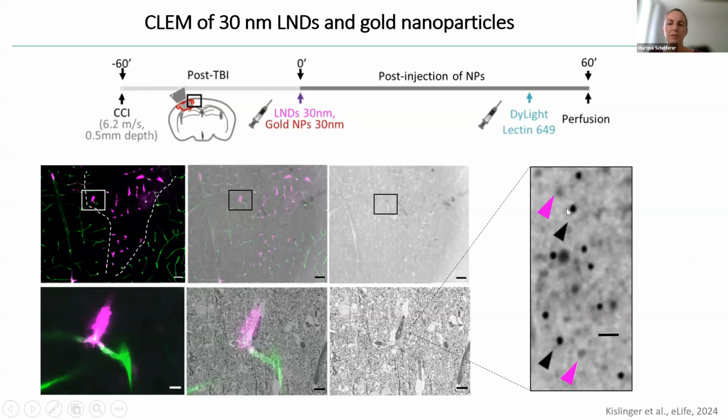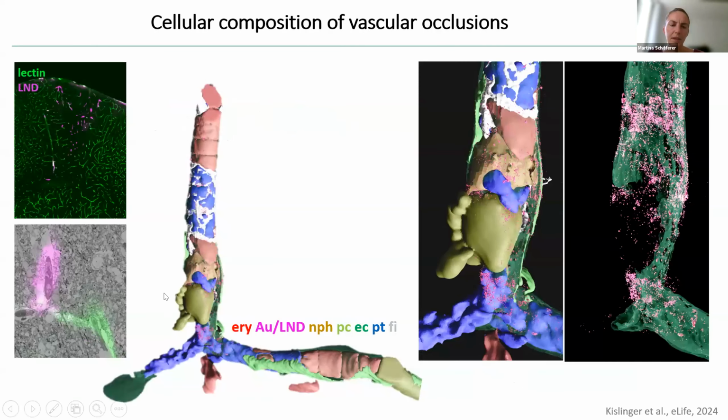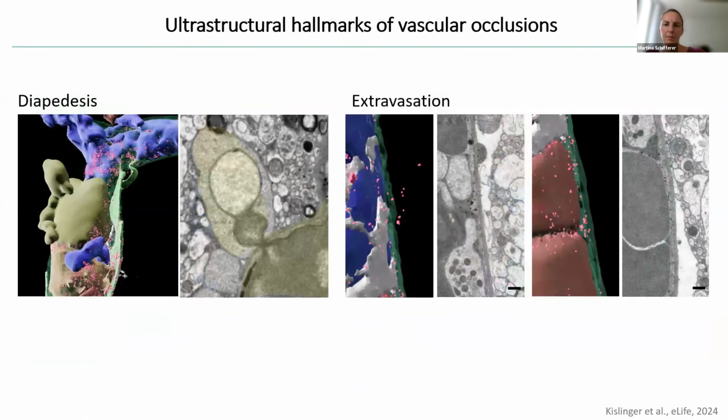This helped us to really clearly identify the location of these gold particles. And this is particularly helpful if you want to monitor single particles that are not in the lumen of the vessel, but outside the lumen. With that, we can then reconstruct the entirety of this microclot, where we see erythrocytes in red, platelets in blue, and here you can even see a cell that is just undergoing extravasation.